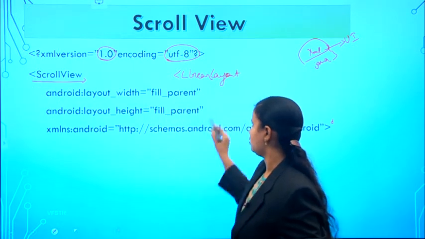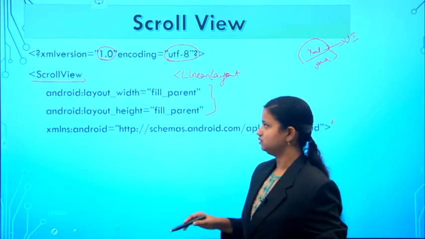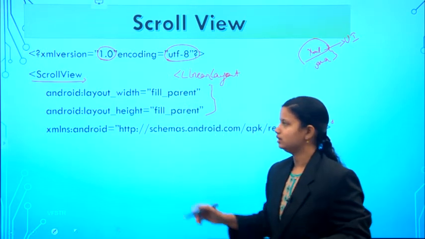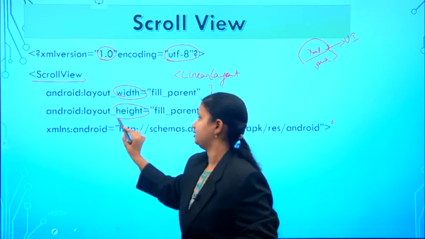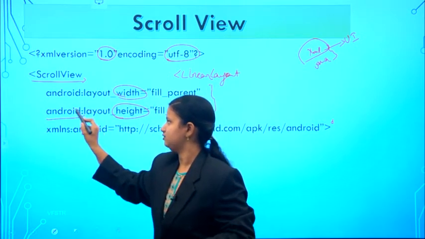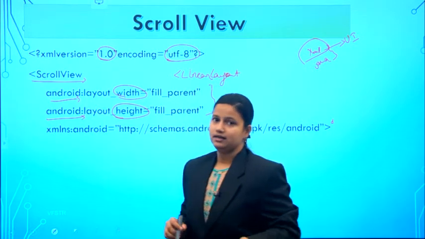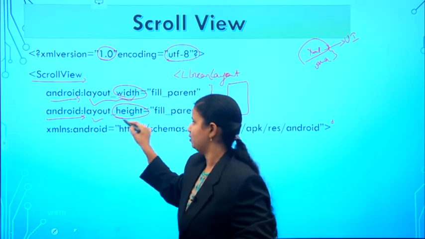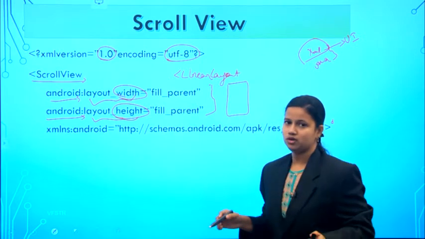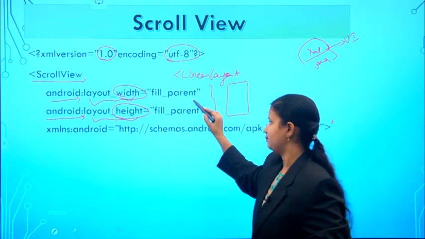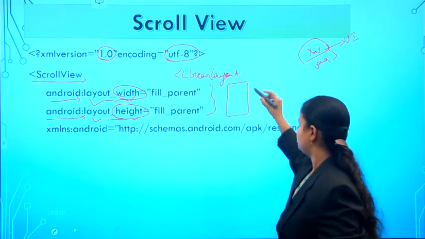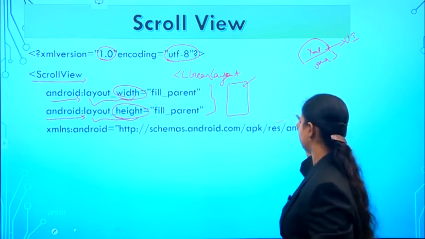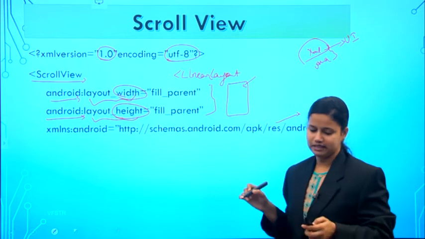Within that opening, what is the size of the scroll view? That size will be decided by two properties, Android width and height. Each and every property will start with the keyword Android. To mention the size of the scroll view, I am giving layout width and layout height. These two properties decide the scroll view size. It will have fill parent and fill parent, that means whatever the parent size, whatever your emulator size, that size will be allocated to your scroll view. And this is the XMLNS, a namespace to identify it easily in this application.